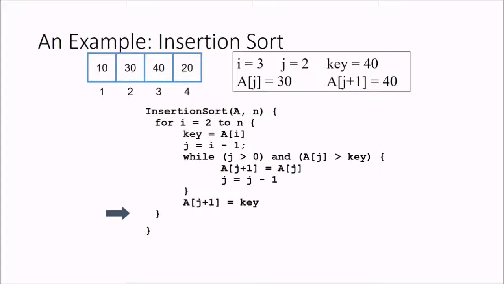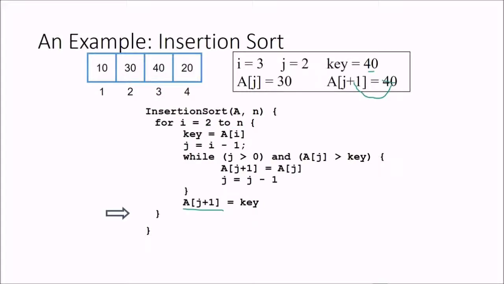Then what are we going to assign? Key will be assigned to the a[j+1] value. What is our key value? Key is 40. So 40 will be assigned to a[j+1]. Now a[j+1] is nothing but 40. Now we have to run it again, because we have to run it from 2 to n, and how many values are there? 4. So it will run from 2 to 4. So now we are coming to 4.